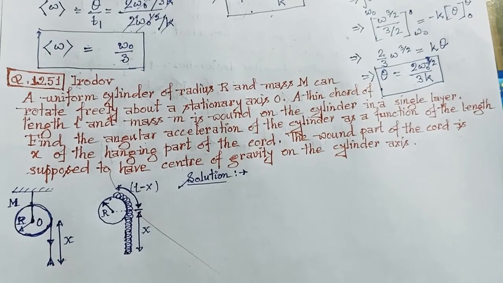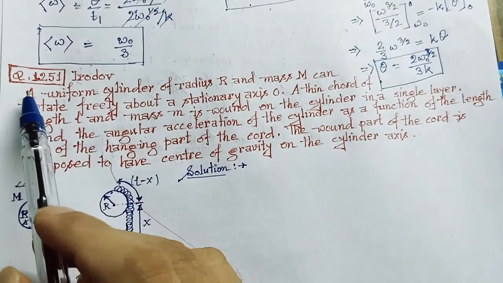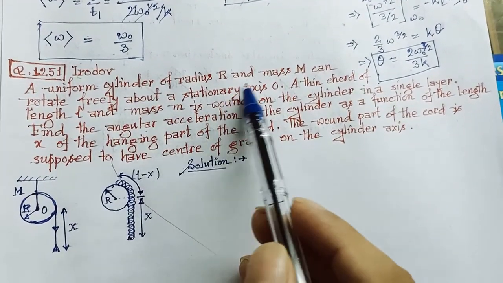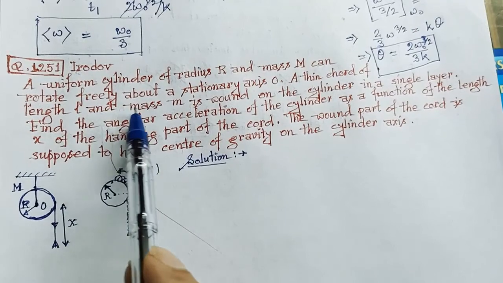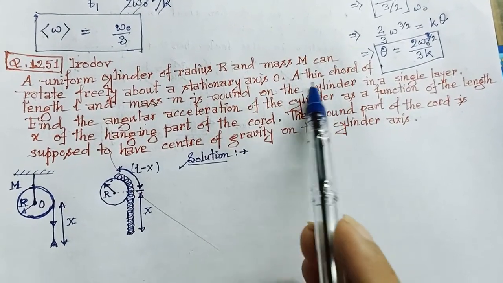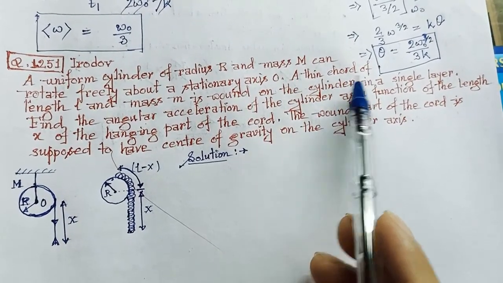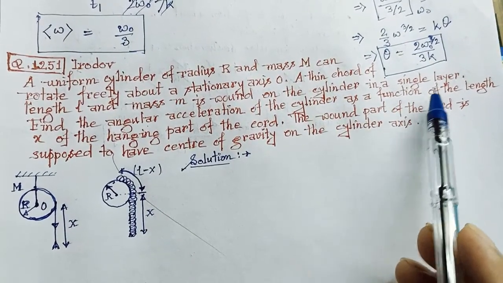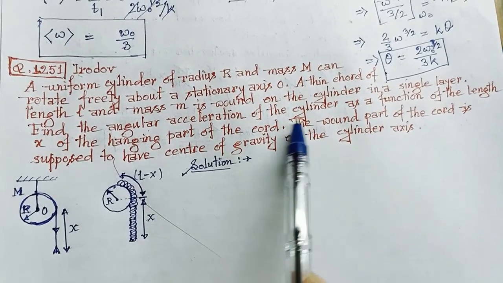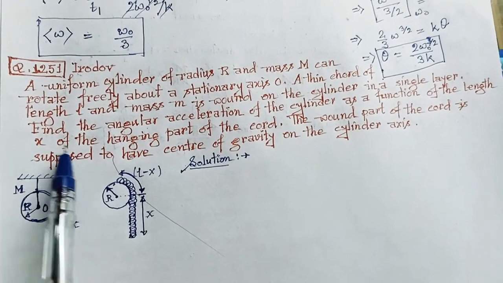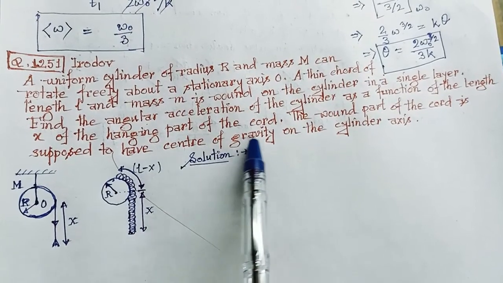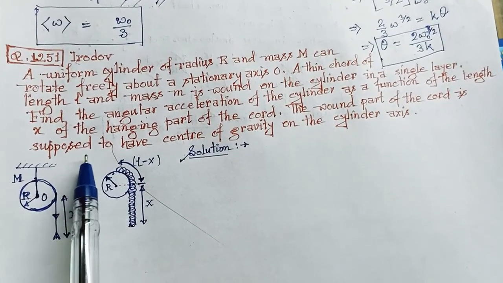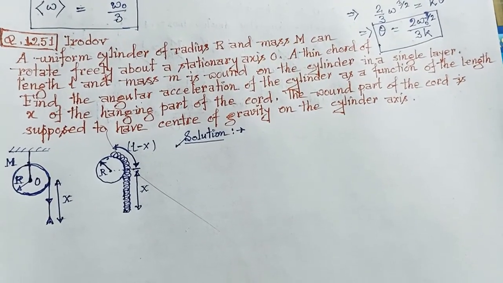Here is a question from I. Rodolph, problem number 1.251. In this question it is given that a uniform cylinder of radius r and mass m can rotate freely about a stationary axis O. A thin cord of length L and mass m is wound on the cylinder in a single layer. Find the angular acceleration of the cylinder as a function of length x of the hanging part of the cord. The wound part of the cord is supposed to have center of gravity on the cylinder axis.